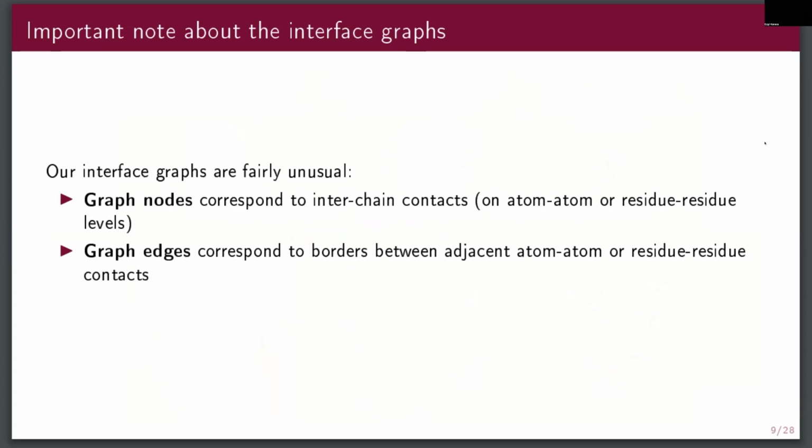I'm always having problems describing this concept, but basically, conventionally, when you describe protein as a graph, you have atoms as nodes and connections between atoms as edges. Here, we are focused on the contacts. So our graph nodes are contacts, interchain contacts, either on atom or residue levels. And graph edges are borders between adjacent contacts.